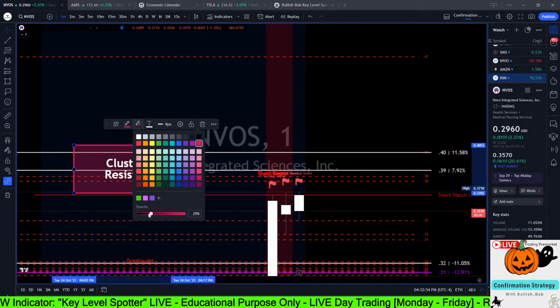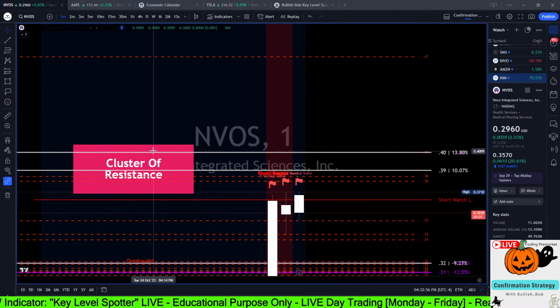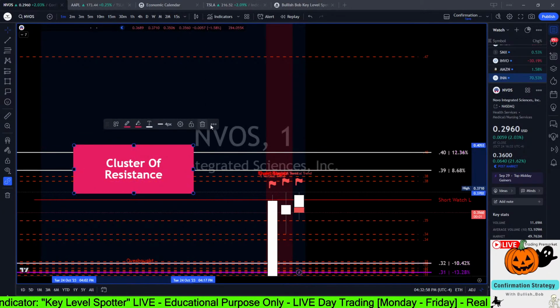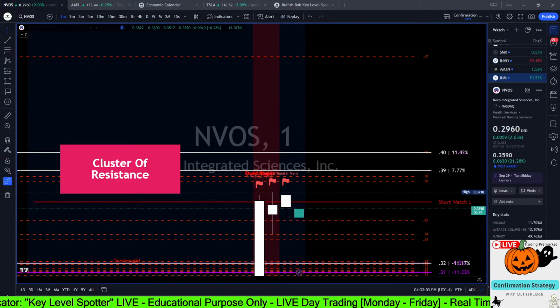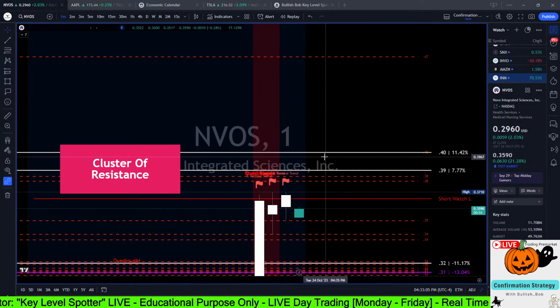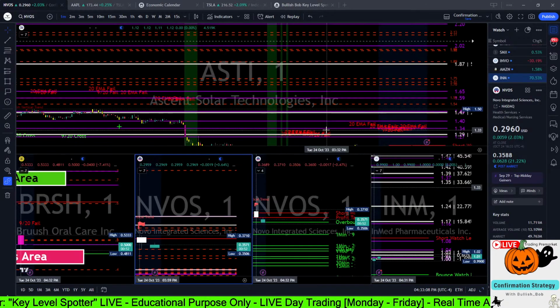I need to change this so it's easier to see. And there we go. And probably bring it to the front. I don't know why I have to do this all the time. All right. Cluster of resistance there. It needs to get over. Close above is bullish. Close below is bearish.